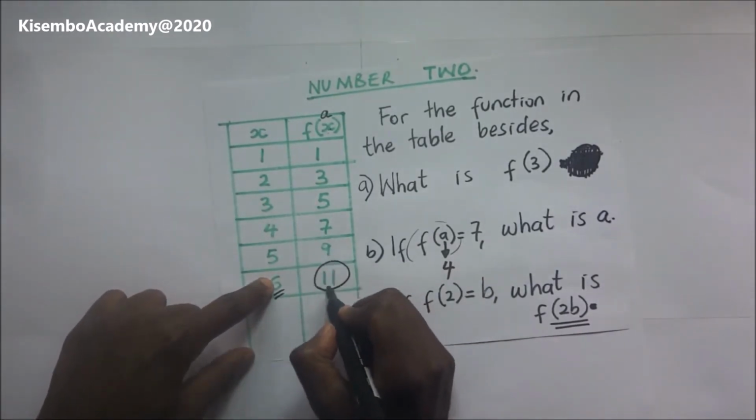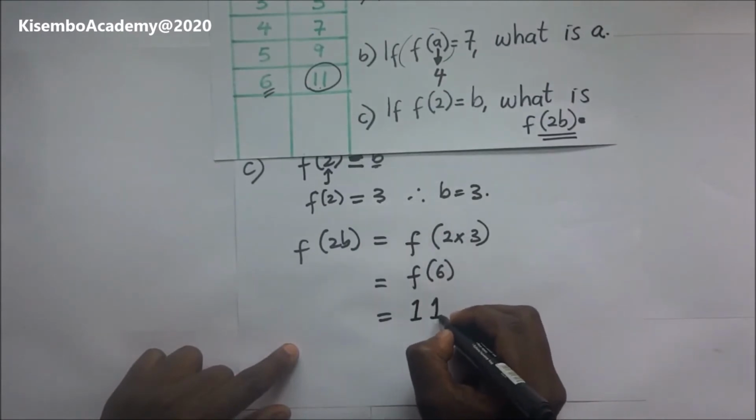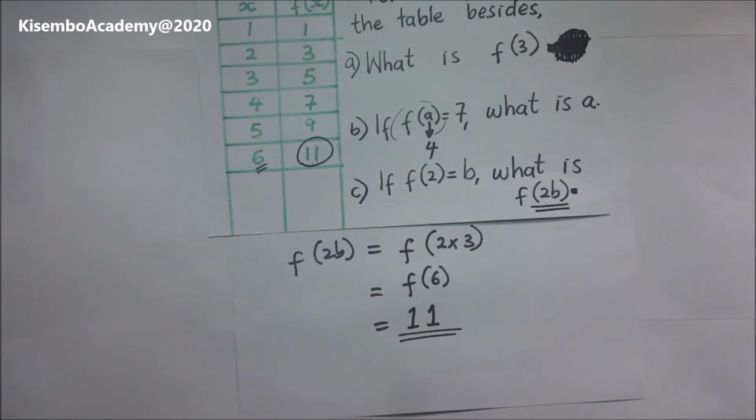The value is 11. So our f of 2b is 11, and that's how that number is. Number 2 ends like that.